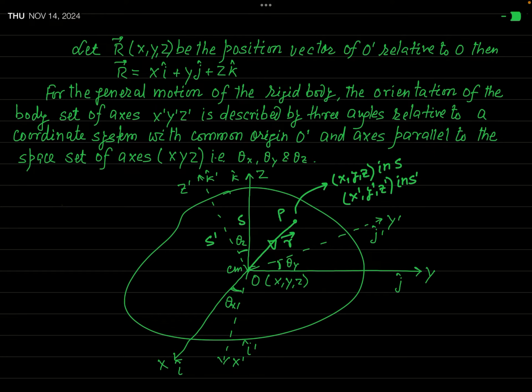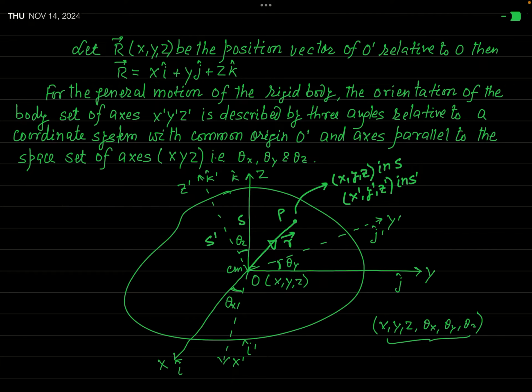Okay. So as a whole there are 6 quantities: x, y, z, which are actually the position coordinates of the center of mass or the origin of the body coordinate system. Okay. And the 3 angles which measure the orientation of its axes, these are theta x, theta y, and theta z. So all these 6 quantities are needed for the complete specification of the configuration of the rigid body in motion at any instant of time.